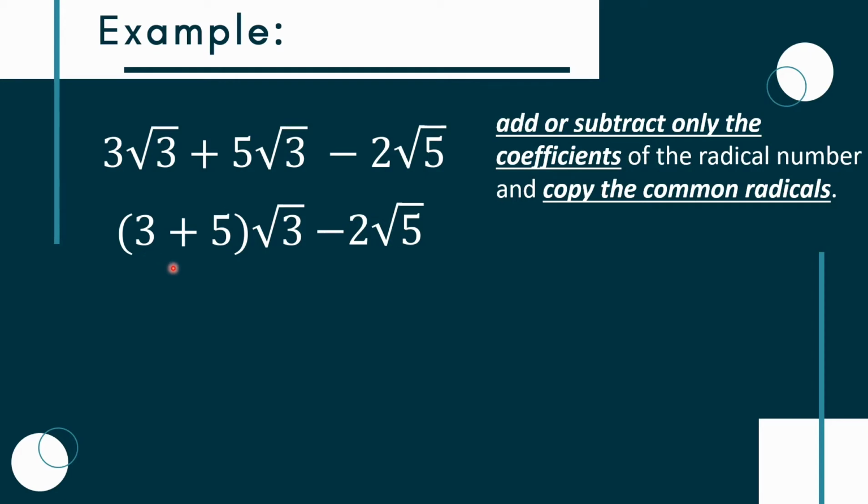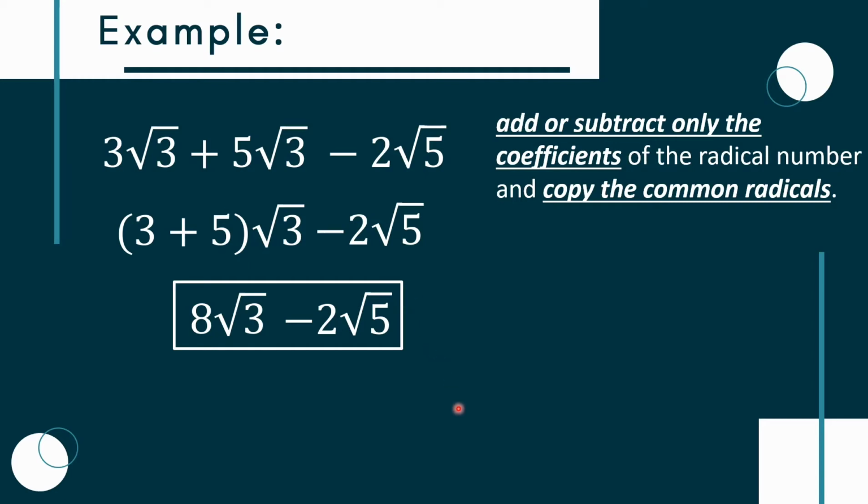Then, perform the operation. 3 plus 5, we have 8 square root of 3, minus 2 square root of 5. Since itong dalawa ay magkaiba na, dissimilar radicals sila, or what we call unlike radicals, hindi na natin to pwedeng pagsamahin, okay? So, therefore, this is our final answer: 8 square root of 3 minus 2 square root of 5.